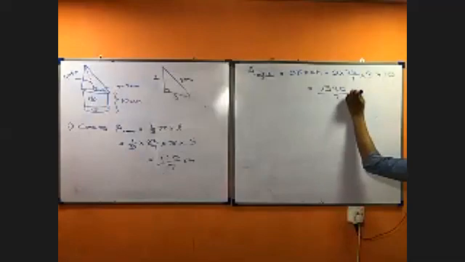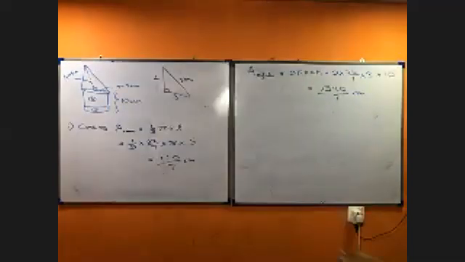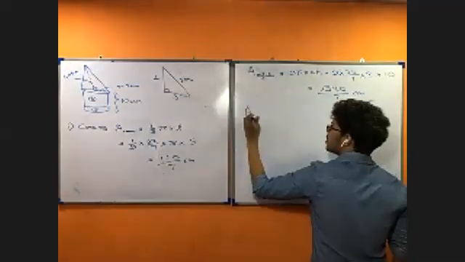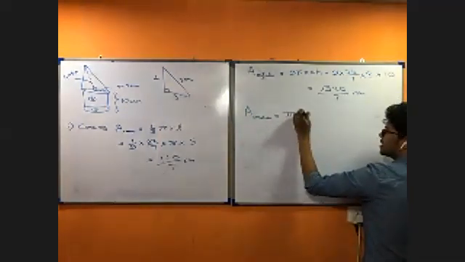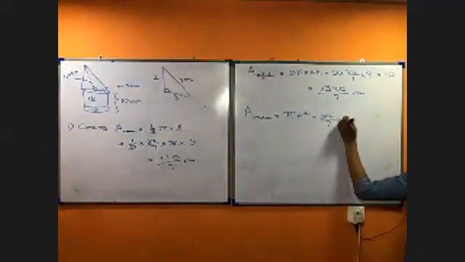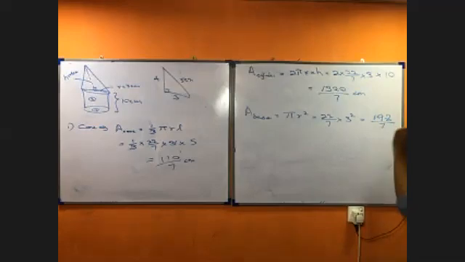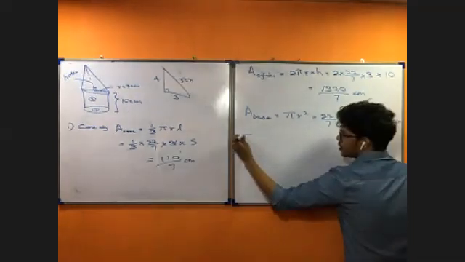Then one more, we have to find the area of the base, the circle, because they are asking for the total surface area, right? So that is going to be pi r squared. That is going to be 22/7 multiplied by the radius, 3, squared. 3 squared. So that is going to be, I think, 198/7.